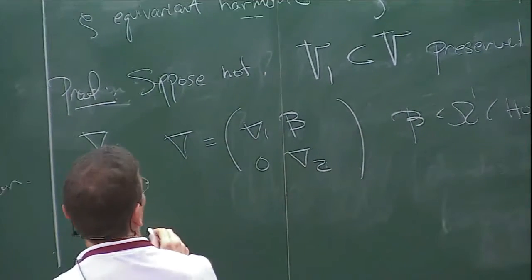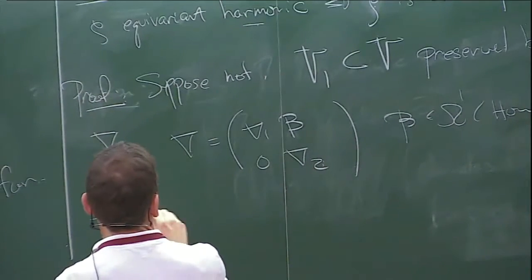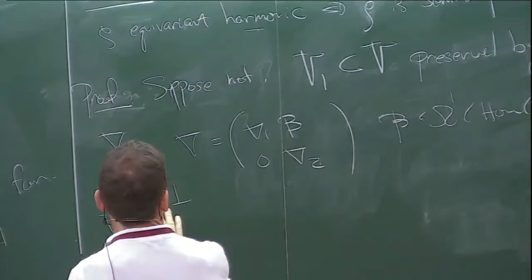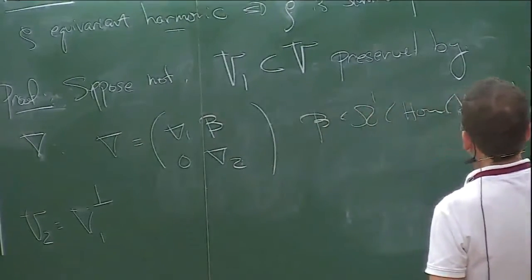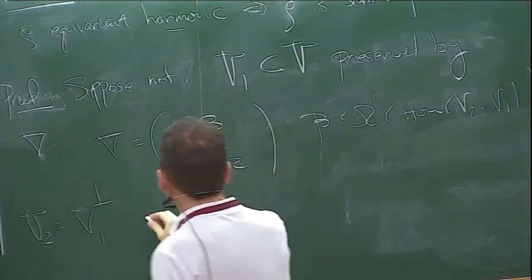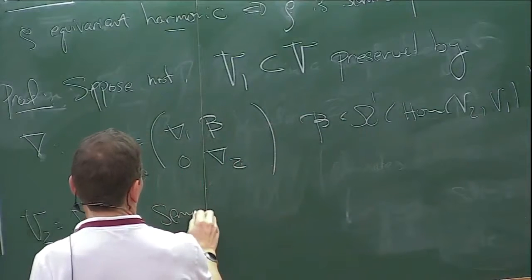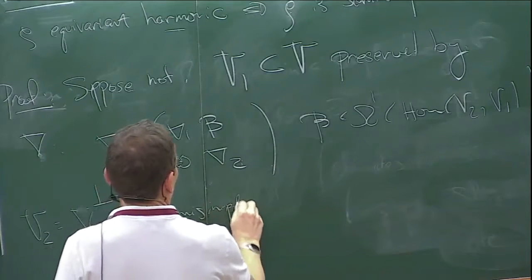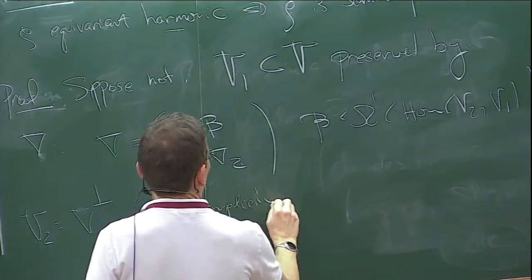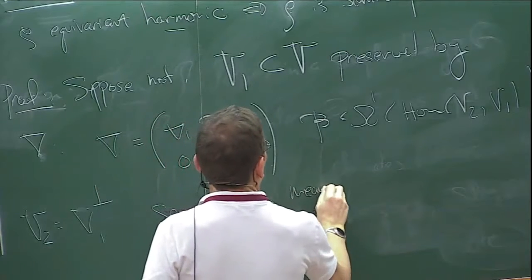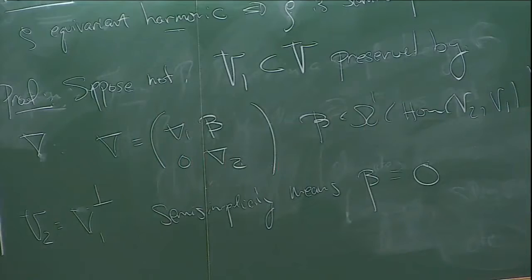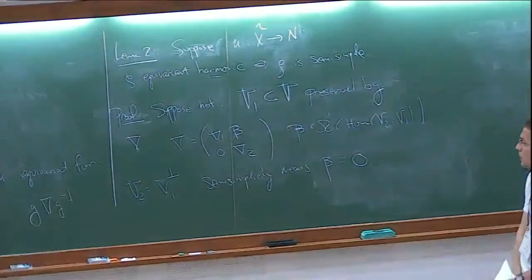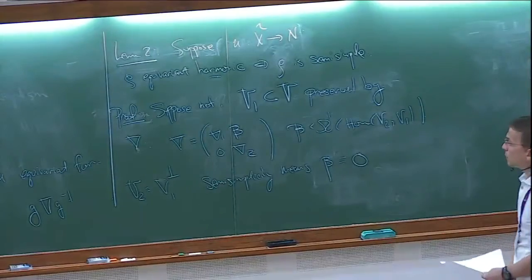Here I've got a metric floating around, so V2 is V1 perp. So this is Hom of V2 perp, V1. And semi-simplicity means that, by induction, beta is 0. So I want to show that beta is 0 here. I want to show that the connection splits. Okay, so how do you do that?